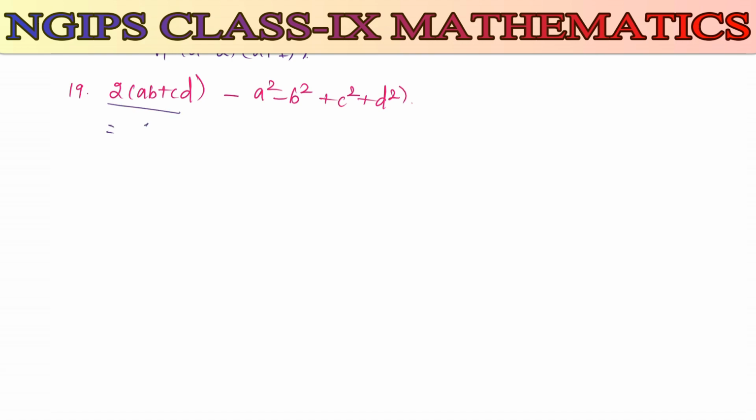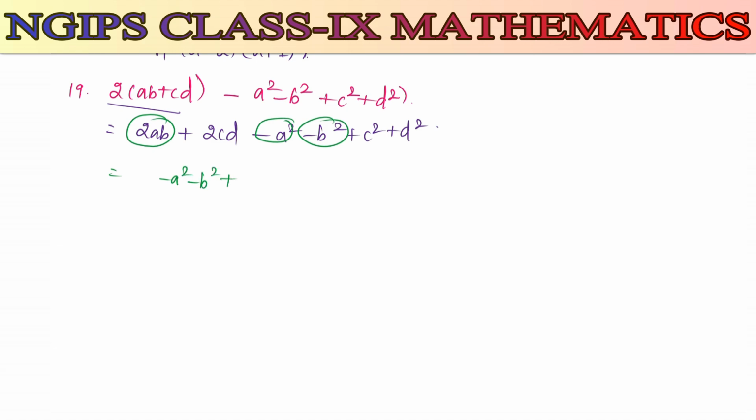So we will get 2ab plus 2cd minus a square minus b square plus c square plus d square. Now I am going to group the terms. Minus a square minus b square, and we have here 2ab. So minus a square minus b square plus 2ab. Next we have here plus c square plus d square plus 2cd.